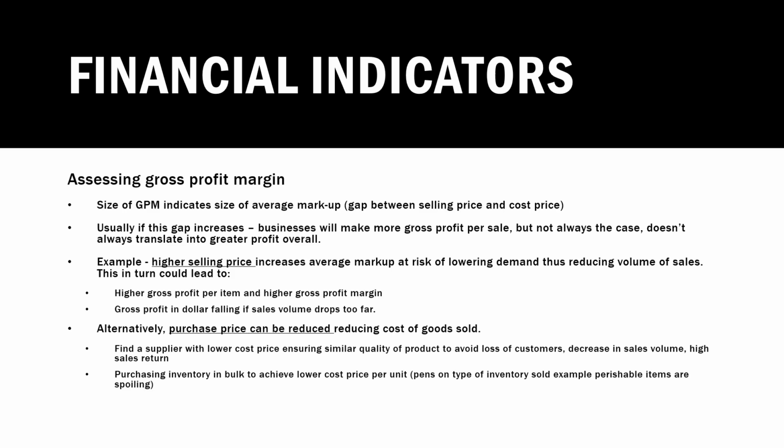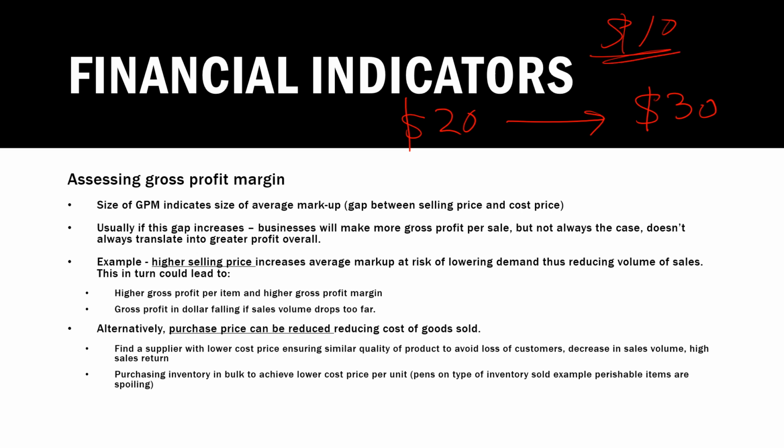So usually the size of the gross profit margin is going to indicate how big of a gap you have between selling price and cost price, which will indicate the size of the average markup. So let's say I've got an item that I was selling at $20 initially. Now I've increased the price to $30. So per item, on average, I've increased $10. That'll go towards my markup increase.